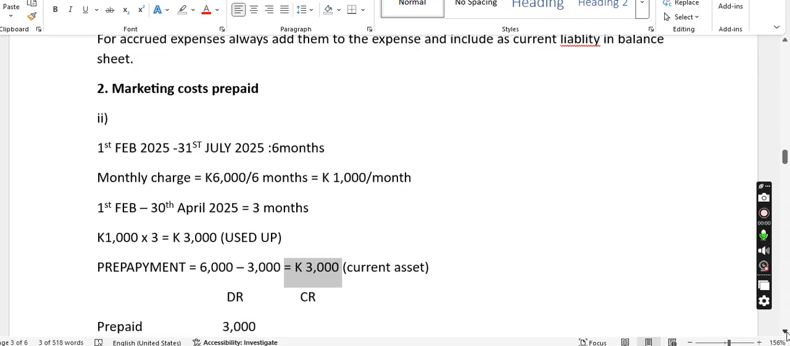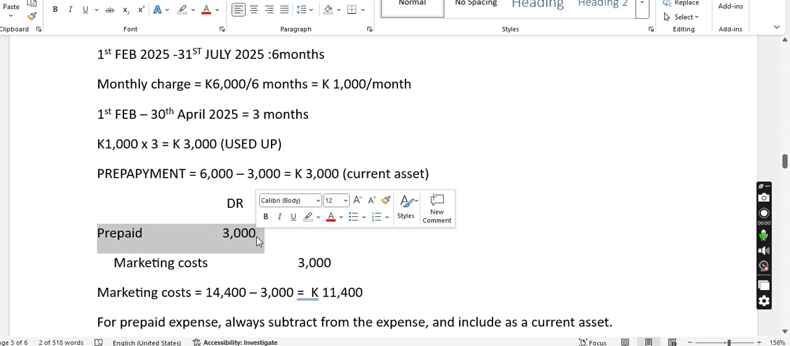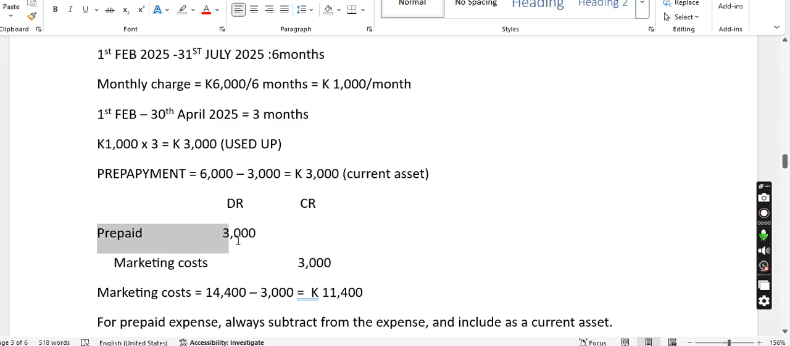So whenever you incur a prepayment, this is the journal entry. As I said, these journal entries you don't need to put them. Debit the prepayment because it's a current asset. Remember, according to the double entry rules, assets increase with debit. So you debit the prepayment here. This means on the balance sheet, it will be a current asset.